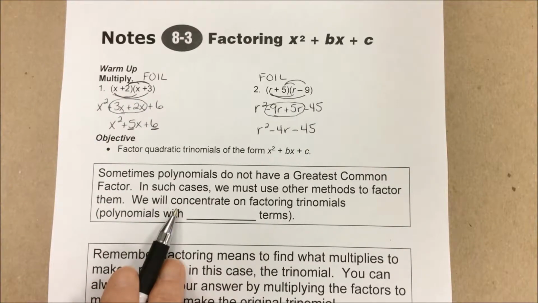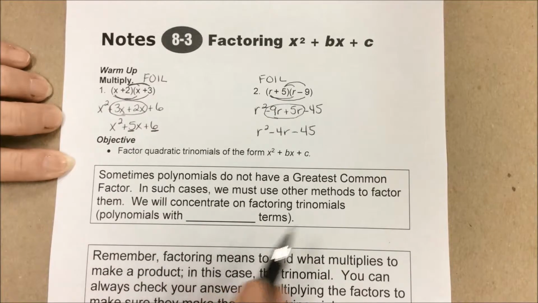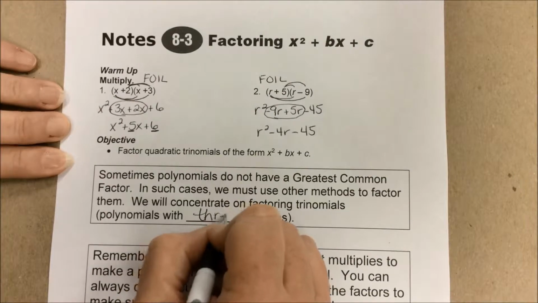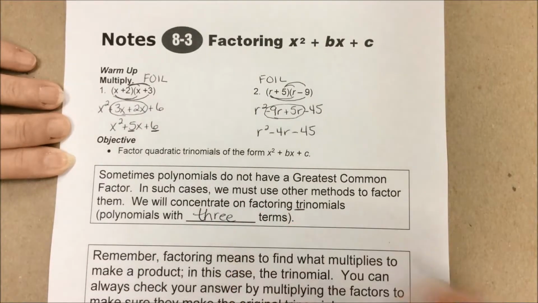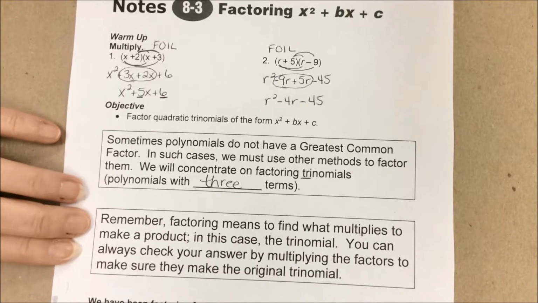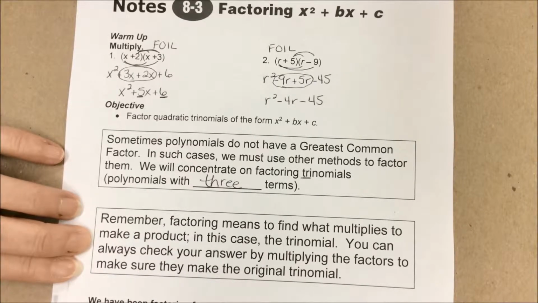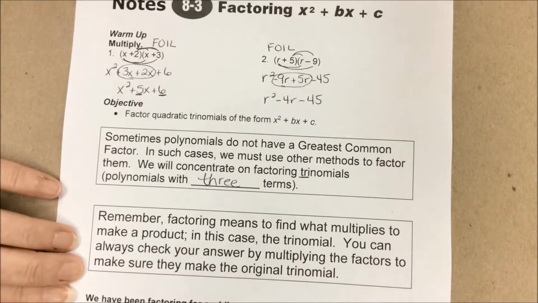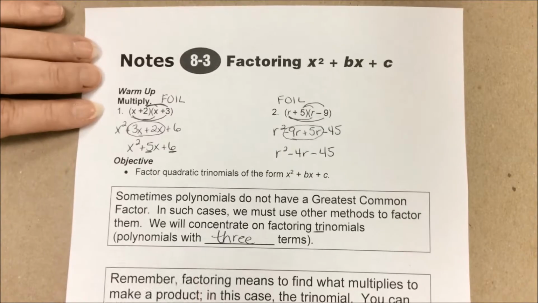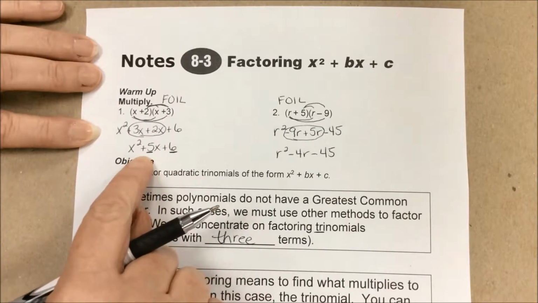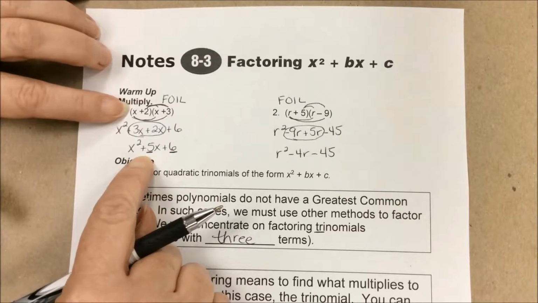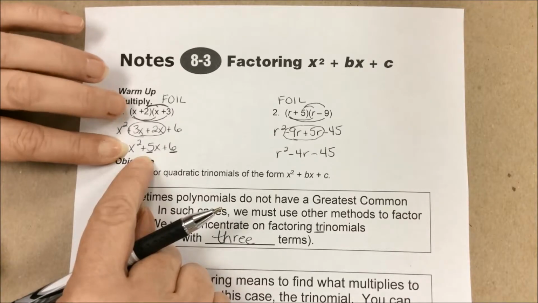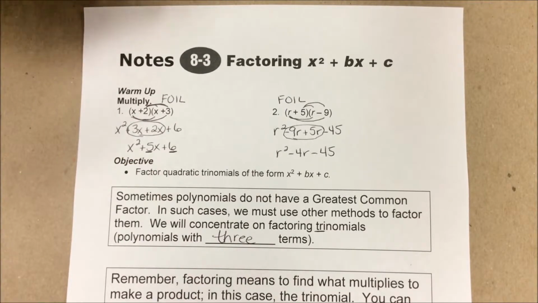Okay, in such cases, we must use other methods to factor them. We will concentrate on factoring trinomials, and trinomials are polynomials with three terms. That's where they get the name trinomials. Remember, factoring means to find what multiplies to make a product, in this case, the trinomial. You can always check your answer by multiplying the factors to make sure they make the original trinomial. So if I have this and I want to factor it and I get this, to check my answer I can multiply it back together and I should get this when I'm done. These two things should be equal to each other.